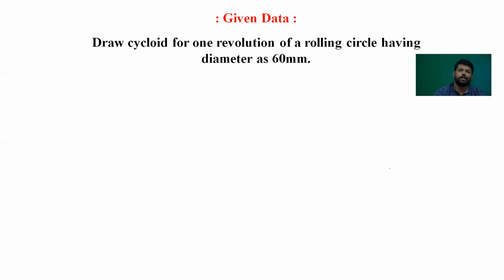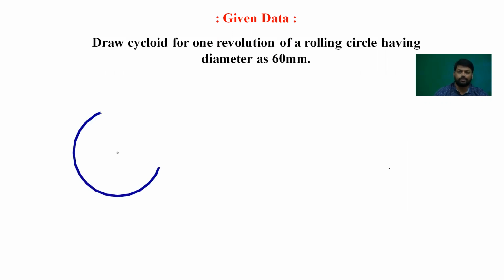The length of the straight line is 2 pi r. You need to take the length of the straight line as 2 pi r. In this problem statement also, the length of the straight line is not given and only the diameter is given. That means you need to draw the cycloid only for one revolution.